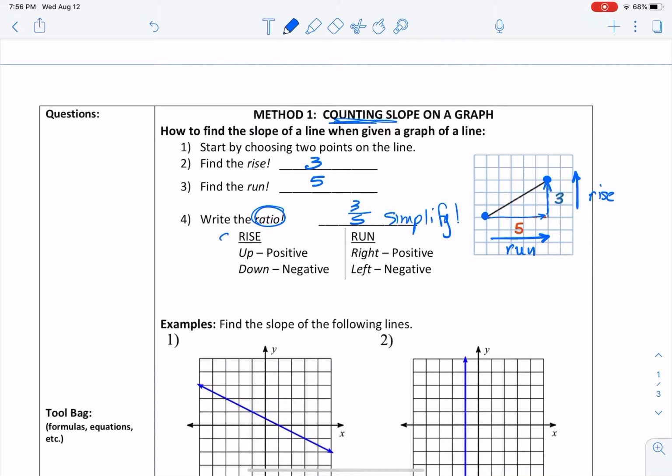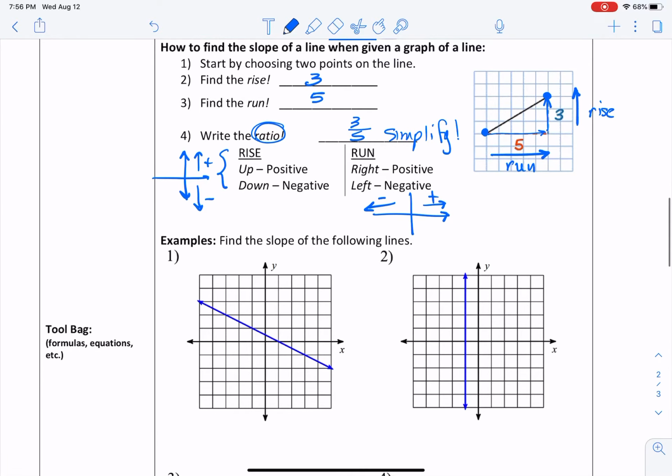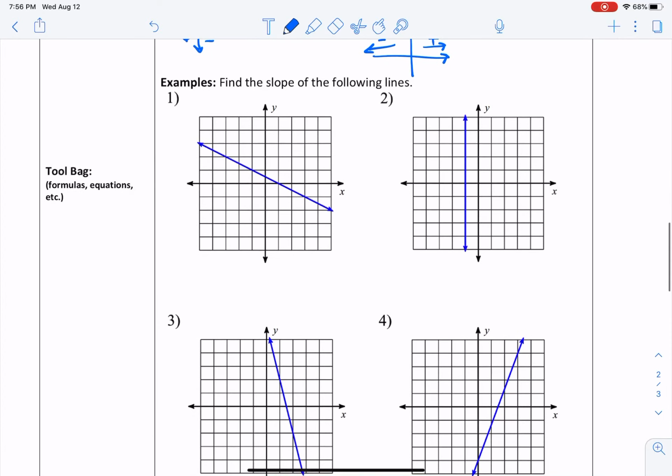As you're doing the rise, just remember that on a graph, this way is positive and this way is negative. Then we have the graph this way. This is positive and this is negative. So it's the same thing when you're doing positive and negative numbers on a number line. Up is positive, down is negative. Right is positive, left is negative. All right, so when you're given a graph, like we are in these next 4 examples, we just count.